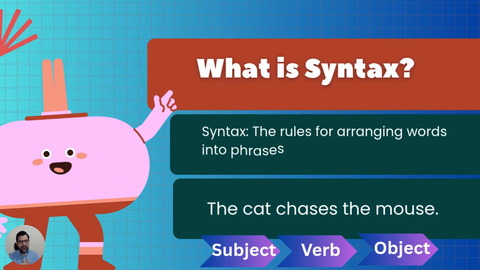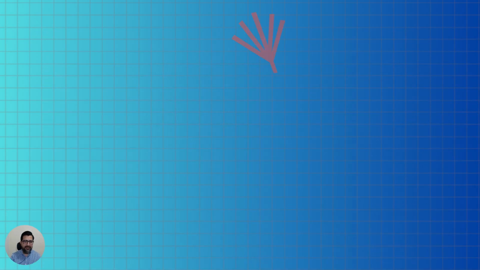So, first of all, we're going to define what is syntax. Syntax is essentially the set of rules that dictates how we arrange words to form meaningful phrases and sentences. Think of it as the blueprint of a sentence. We have a simple example over here. It says, the cat chases the mouse. We have the subject, which is the cat, a verb, which is chases, and an object, the mouse. So that's pretty much the main idea.